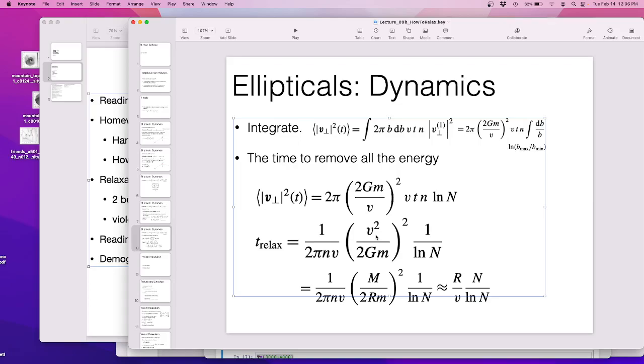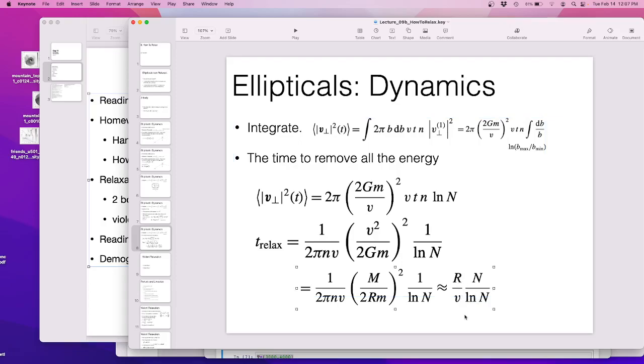So I have little m particles. The total mass is big M. The number of particles times the mass of the particle gives me the total mass of the system. So the total mass over the particle mass gives you just the number of stars in the system. So this bit here just turns into the number of stars in the system, and we're just left with the number of stars in the system times R divided by V.